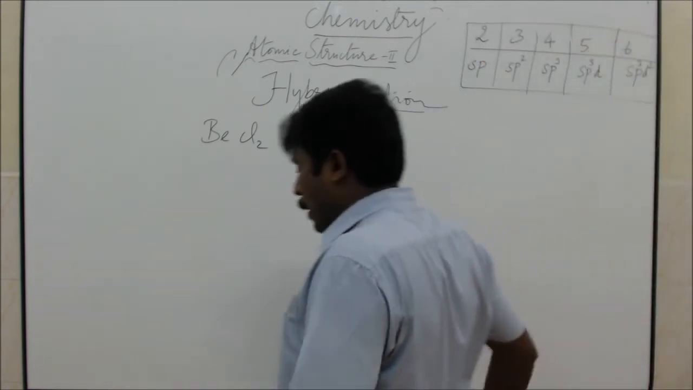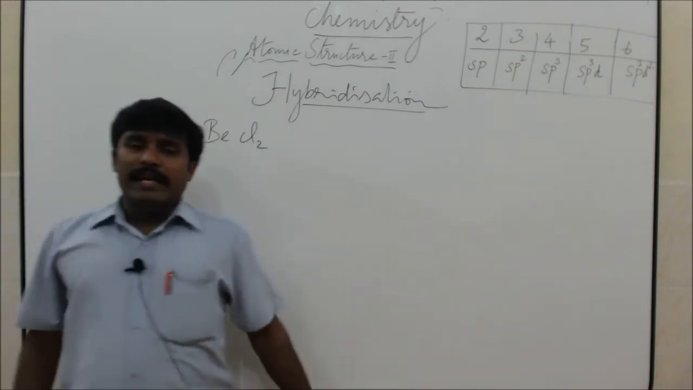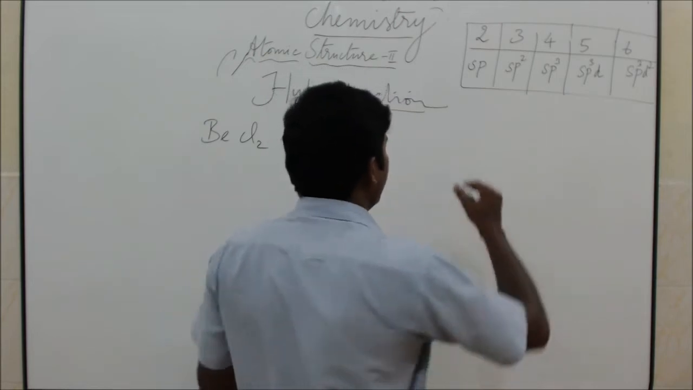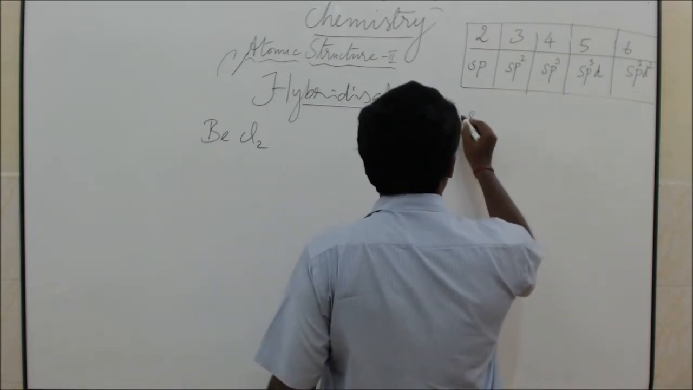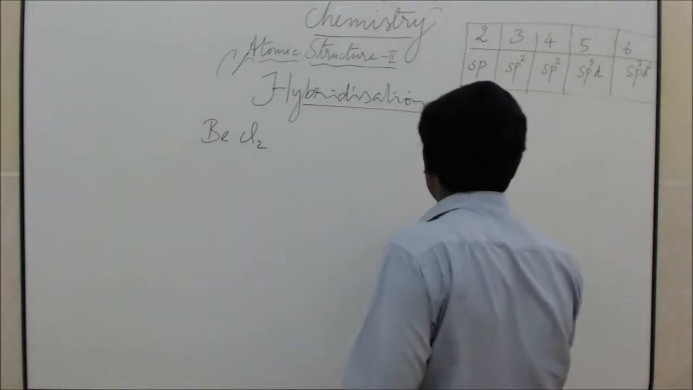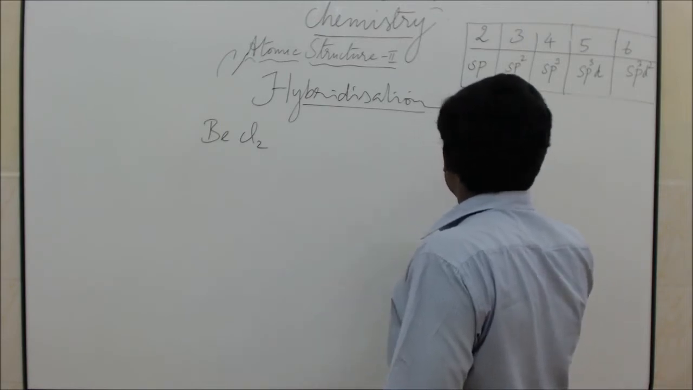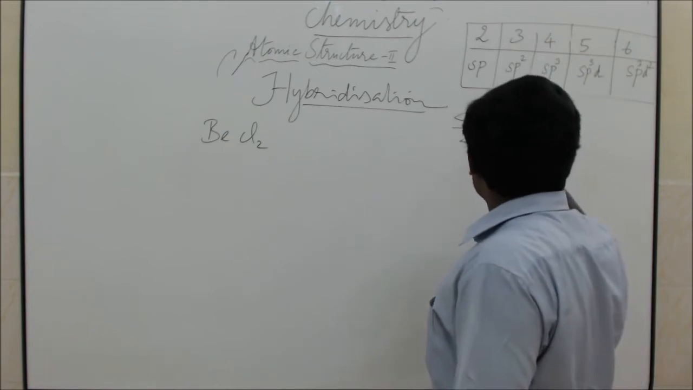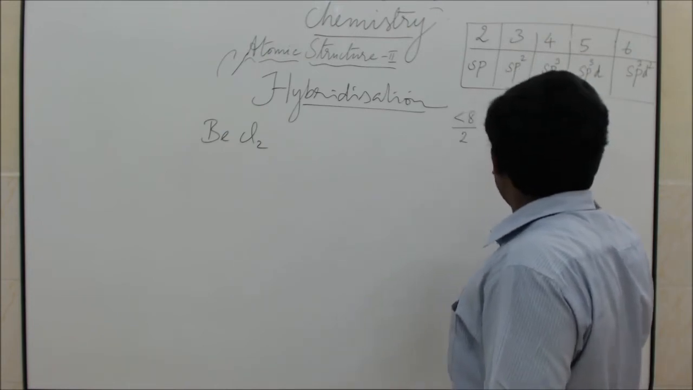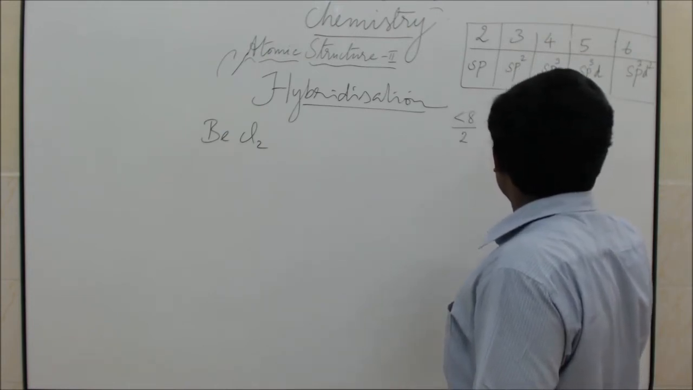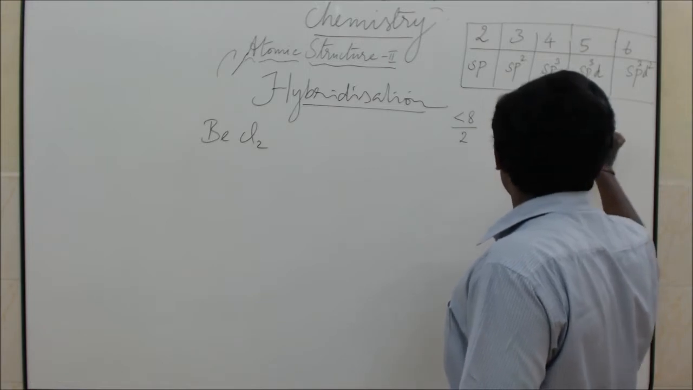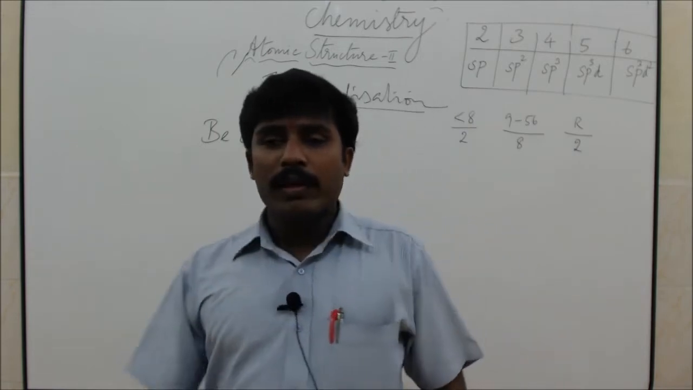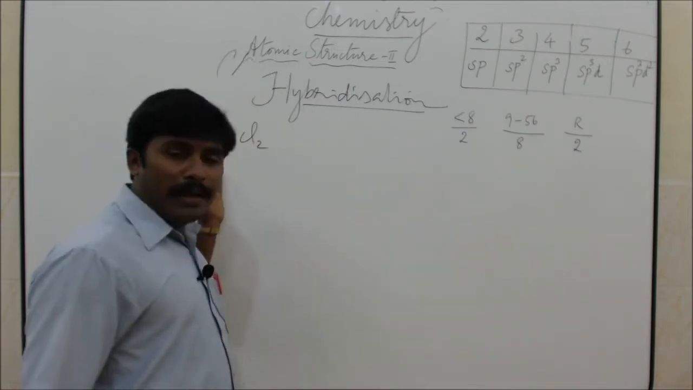Okay. Now, one small rule is there. When you are counting the valence electrons, if it comes to 8 or less than 8, divide by 2. One quotient will come, that is the coordination number. Suppose the number is 9 to 56, then divide by 8. At that time, if any remainder comes, then divide the remainder by 2. That's the rule.